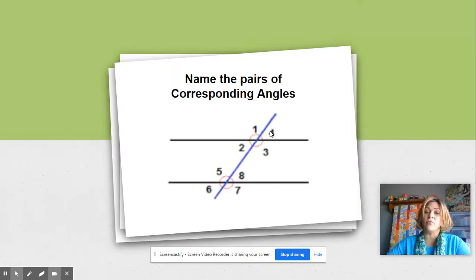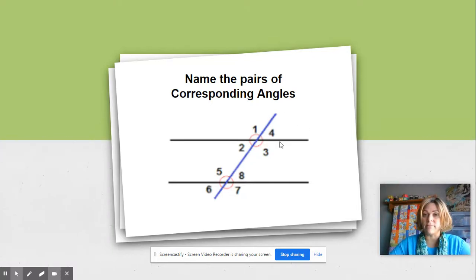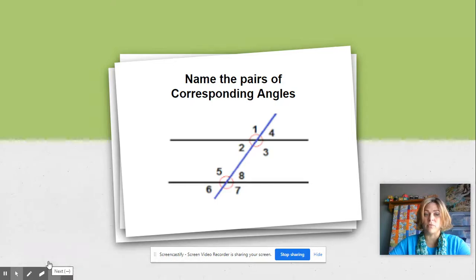So if this is angle 4, see how it's on top on the right, and angle 8 is on top of that black line, and it's on the right of the blue line. Those are in the same location, just slid down or slid up. They're in the same location on the other line. Now, if these two black lines were parallel, then angle 4 and 8 would be congruent, but that's only if the lines are parallel. So 4 and 8. I'm going to go to the next slide, and try to see if you can find some other pairs of corresponding angles.